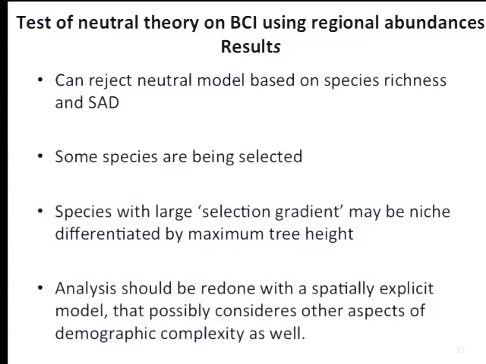So when we do this reanalysis, it suggests we could reject the neutral model more easily. Some species are being selected, and for species with a large selection gradient, maybe there's some patterning on the trade axis, or at least this illustrates an approach to looking at it. But clearly, we want to redo this with a model that has better models of dispersal and possibly considers other aspects of demographic complexity that might be important for how different species' abundances differ from their neutral prediction. An important question would be, do we have to incorporate size structure into demographic rates for this kind of analysis, versus looking at a species abundance distribution where I know you really have to include it?